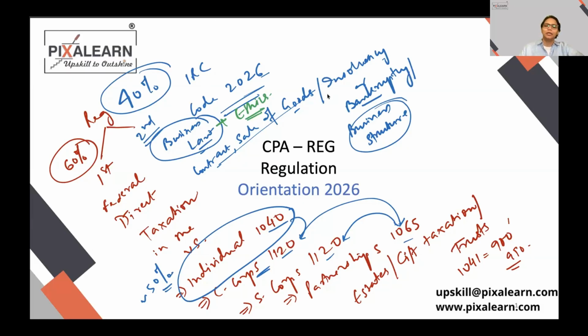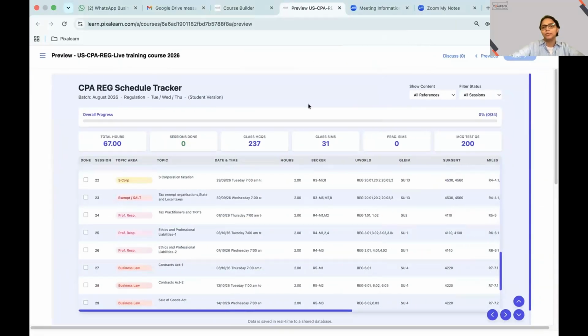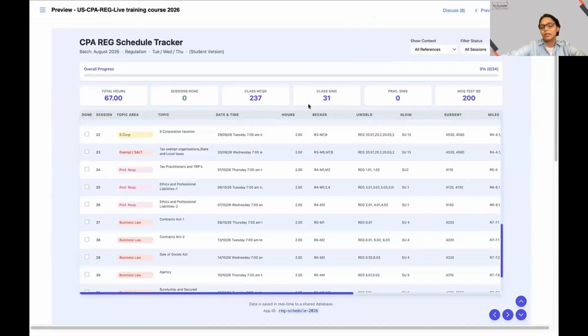A lot of similarity, Shikha, between ethics of audit and ethics of regulation. This is one small area which gives you nearly 15% of your questions. So we cannot take these topics easily. These are very easy topics, but I would suggest you do all the MCQs. Sims are there, but you're not going to be tested on sims for these topics. These are typically theory topics.